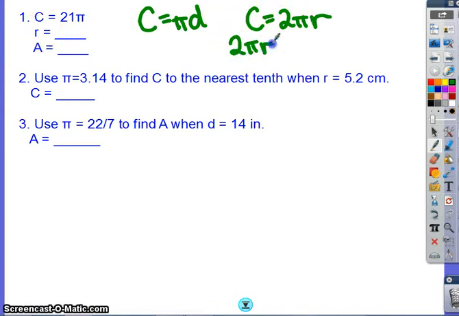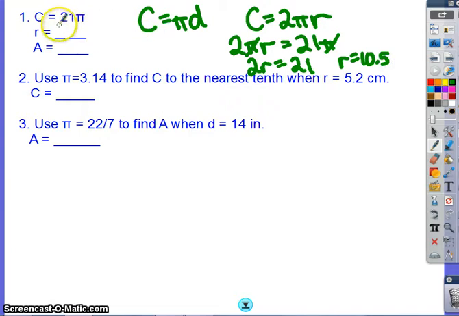So my 2 pi r is equal to my 21 pi. With a pi on both sides of the equation, I can cancel those out. So I have that 2r is equal to 21, divide both sides by 2, I'm going to get my radius equal to 10.5. So I know that my radius is 10.5. That is an exact answer. I'm going to try to leave things as exact answers unless it says otherwise.